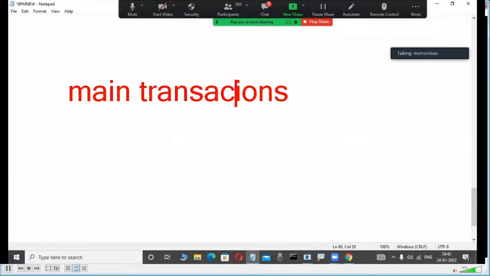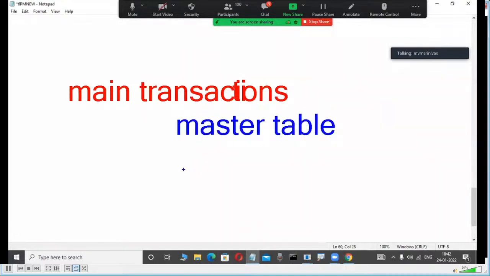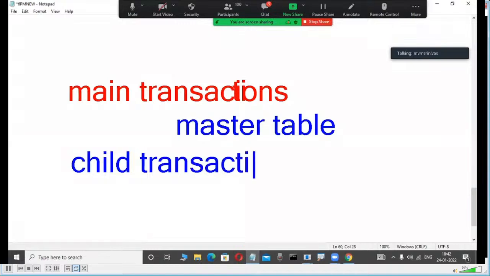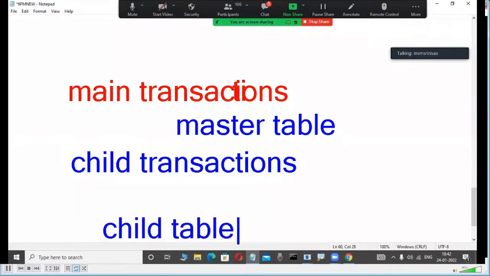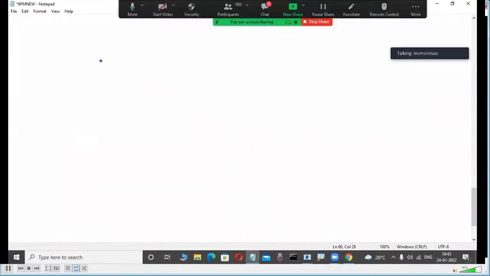Main transactions are stored where? In the master table. What is this? Again, related child transactions in real-time projects are stored where? In the child table. Okay, fine. For example, observe here: main transactions are stored in the master table, and related child transactions are stored in the child table, or detail table. Okay, fine. Suppose Oracle Corporation gives some tables for practice purposes.